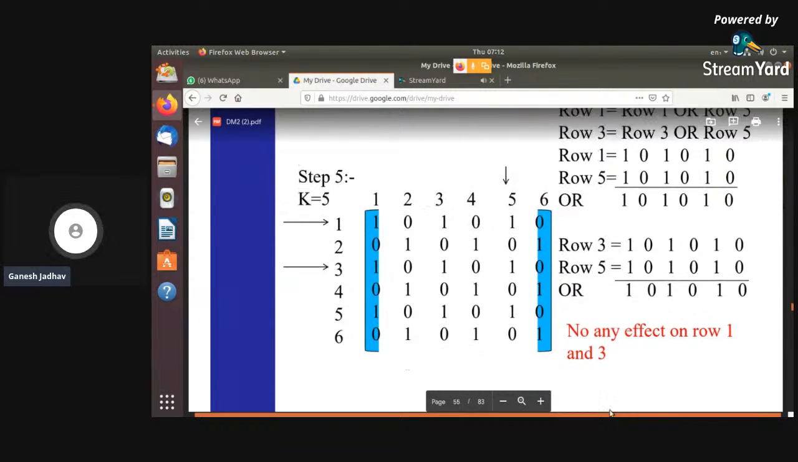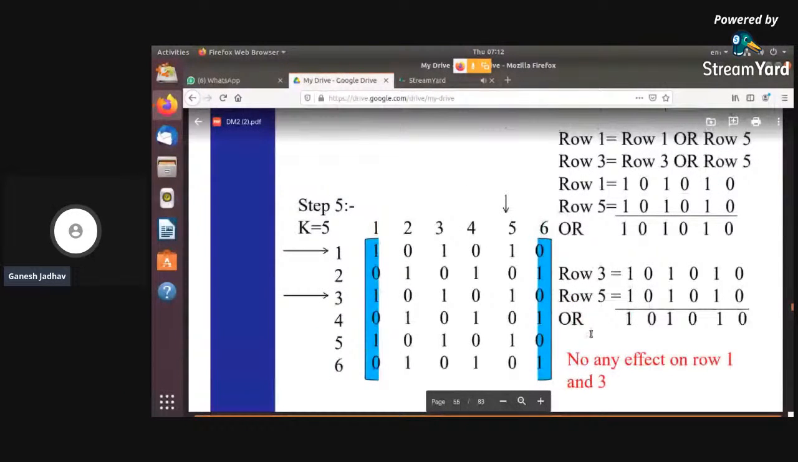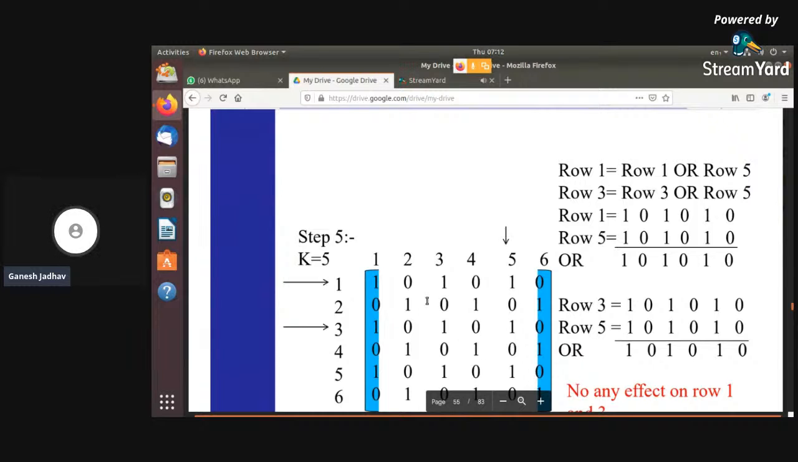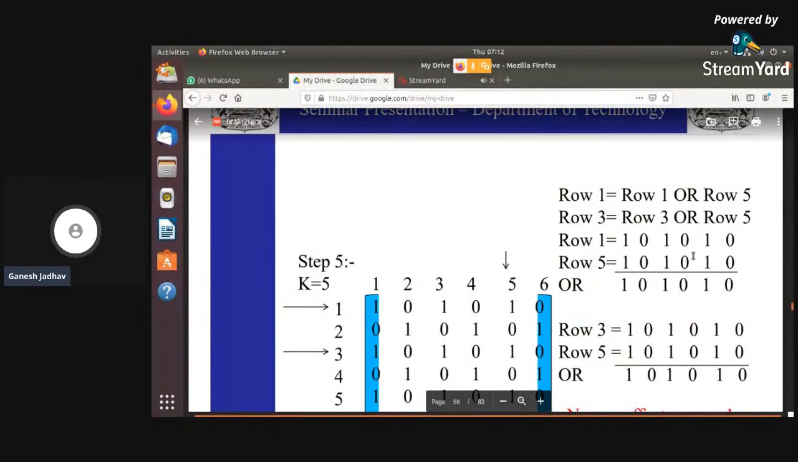So there is no effect on row 1 and row 3. Why no effect? Because row 1 and row 5 have the same elements, and row 3 and row 5 also have the same elements. Here you can see 1100, 1100, so the ORing operation gives the same answer.